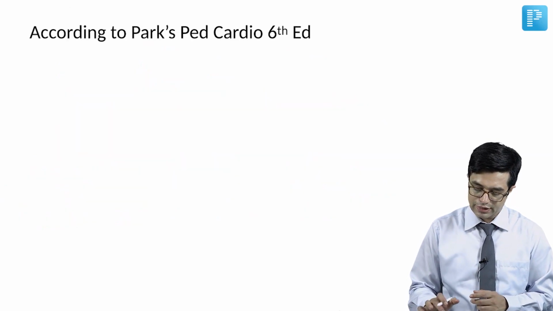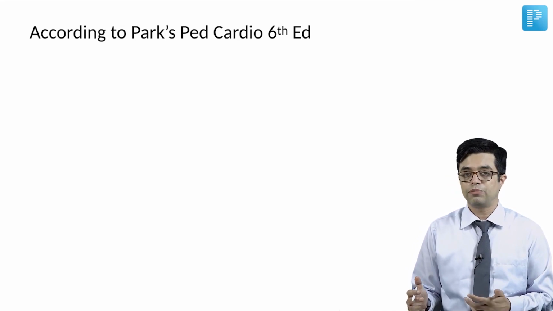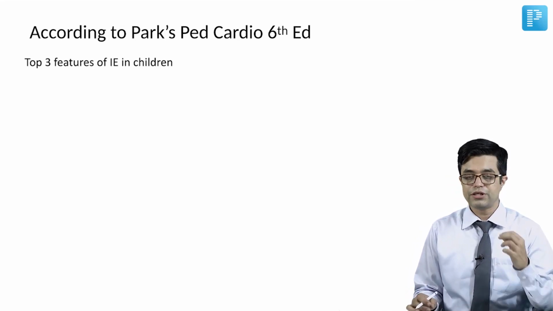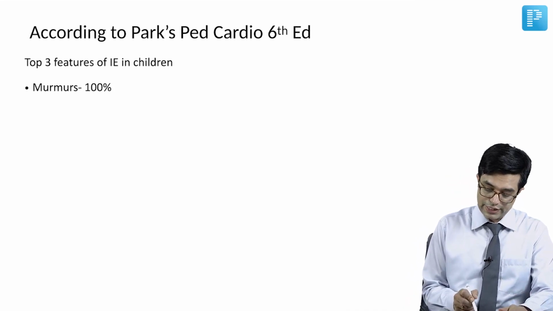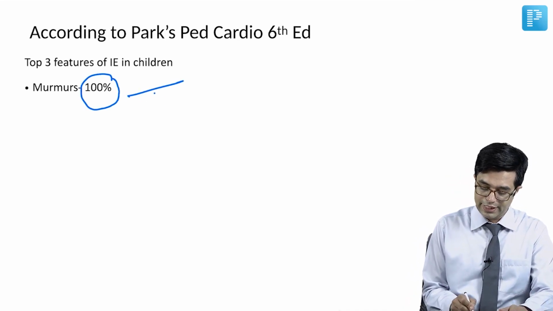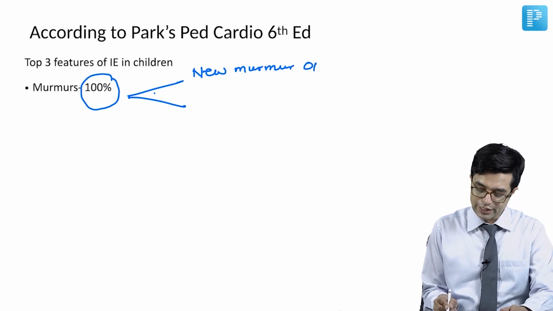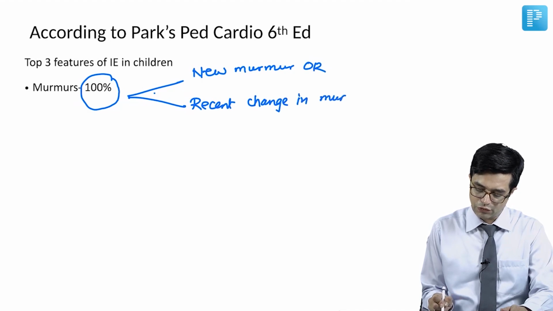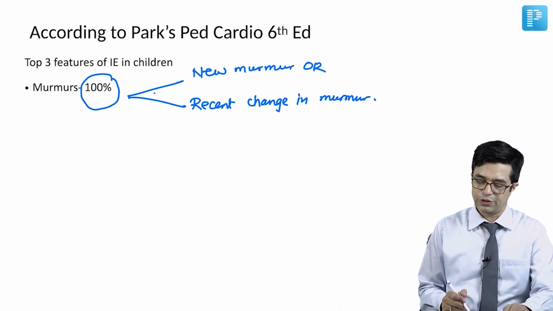Now, if we look at Park's Pediatric Cardiology, the 6th edition, it says what are the top 3 features. It says the top 3 features of infective endocarditis in children include number 1, murmurs. Murmurs are present in 100% of these individuals. It can either be a new murmur, as you see in patients of acute infective endocarditis, or it may be a recent change in murmur, which is seen in only 30 to 40% cases, but fairly common in the subacute variety of infective endocarditis.